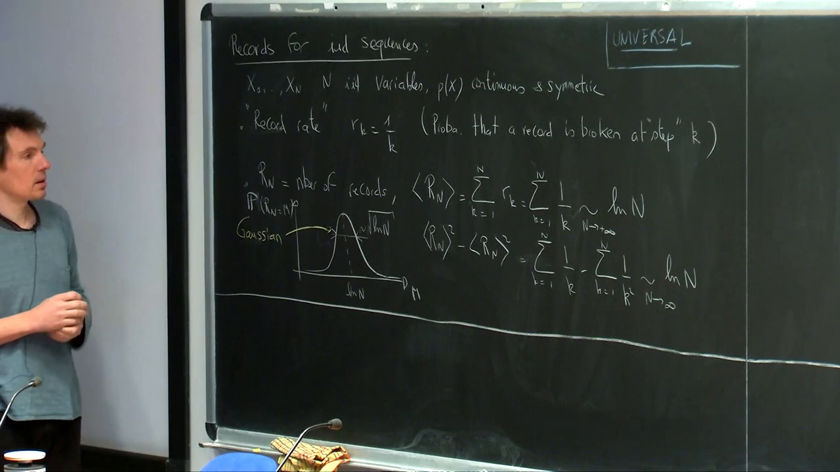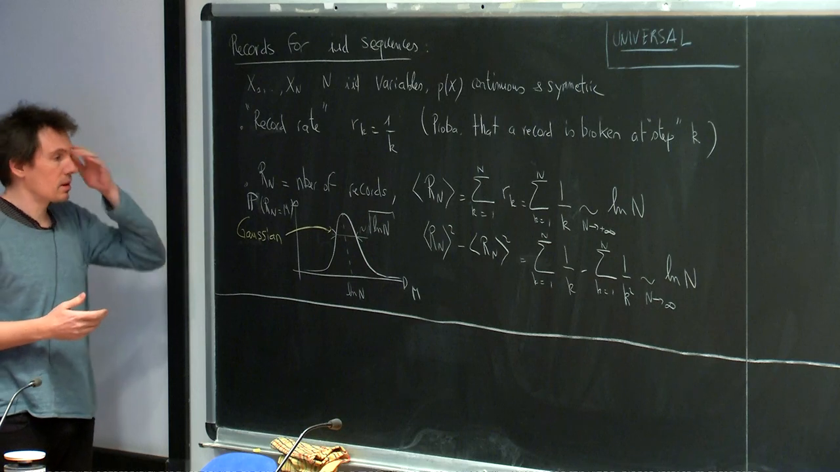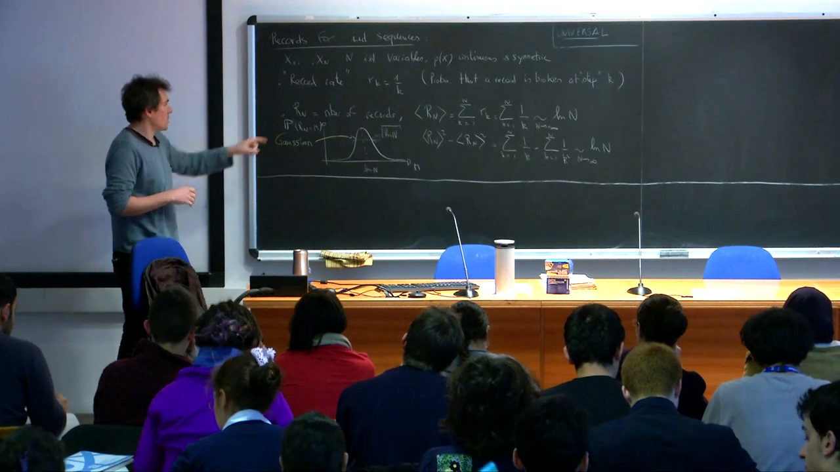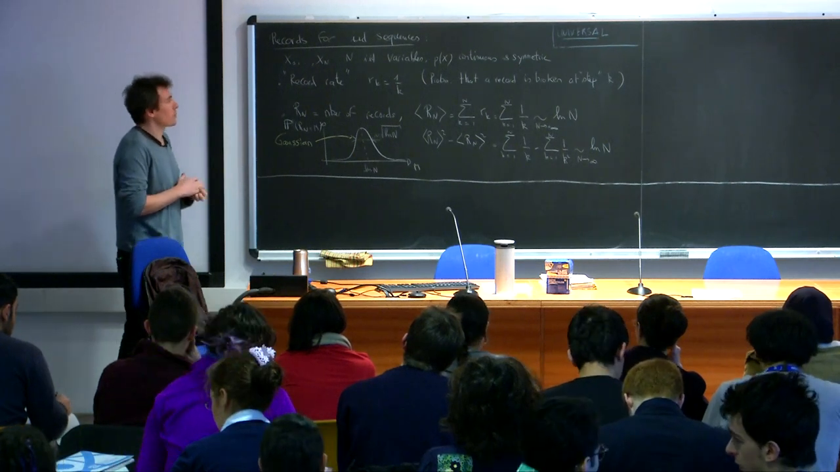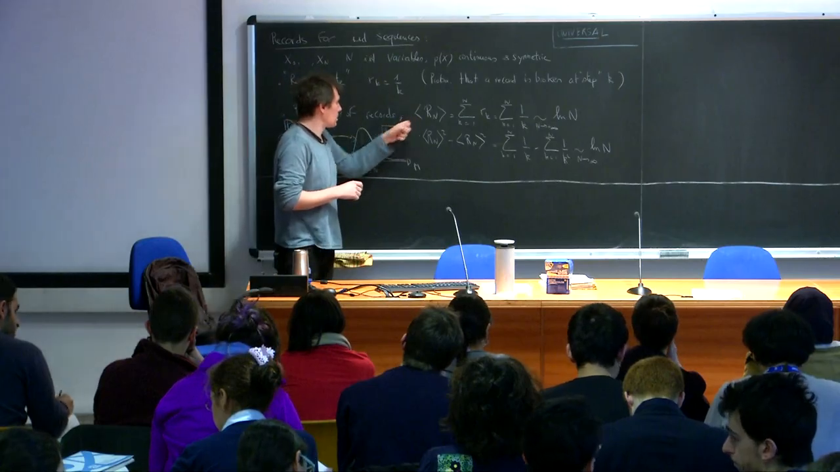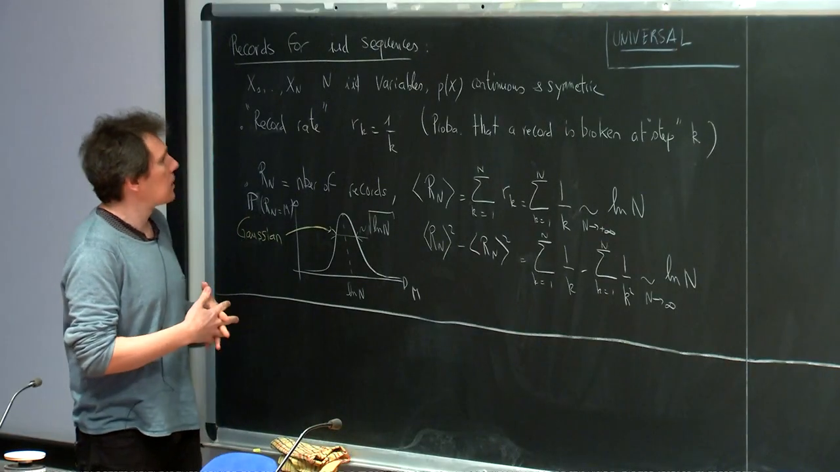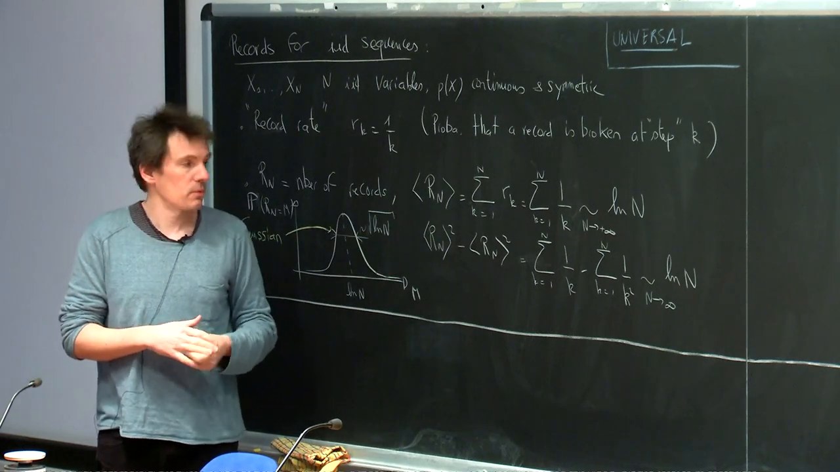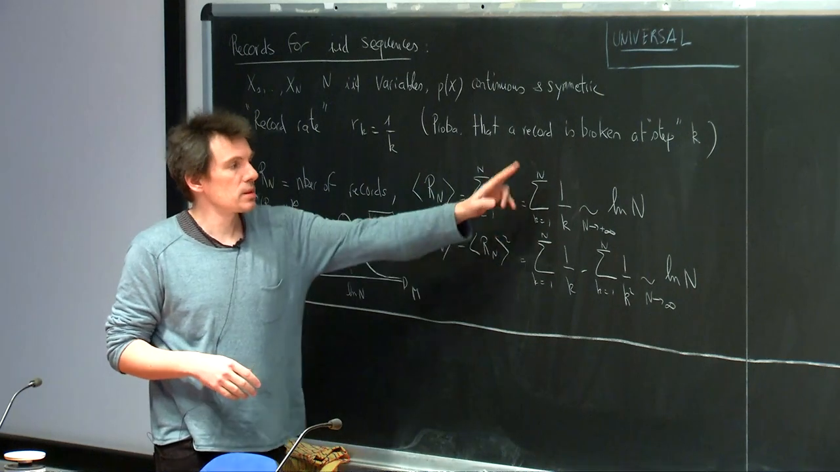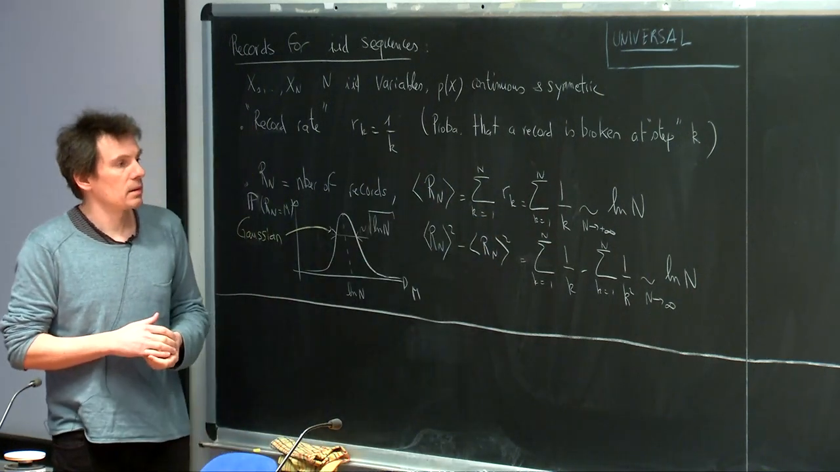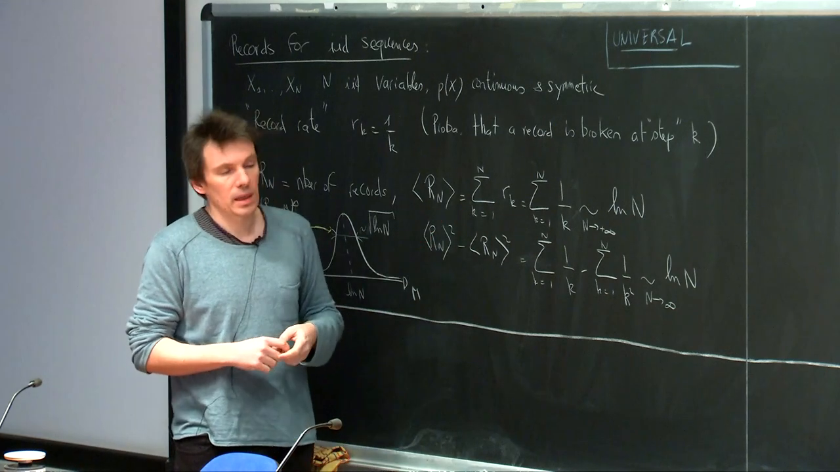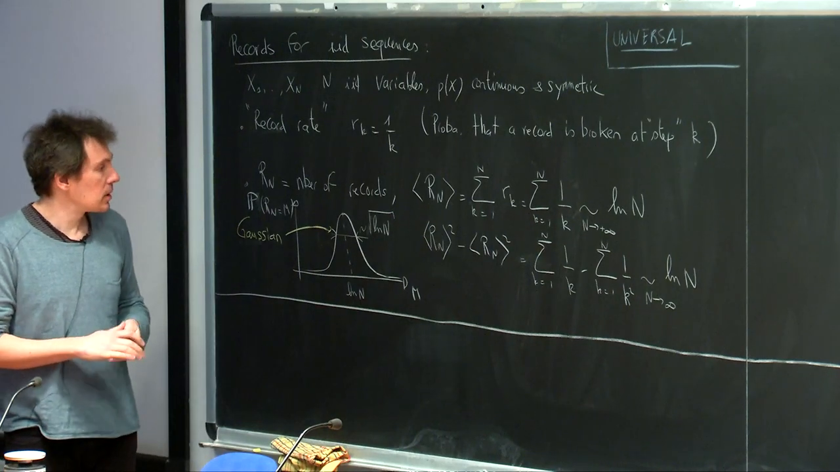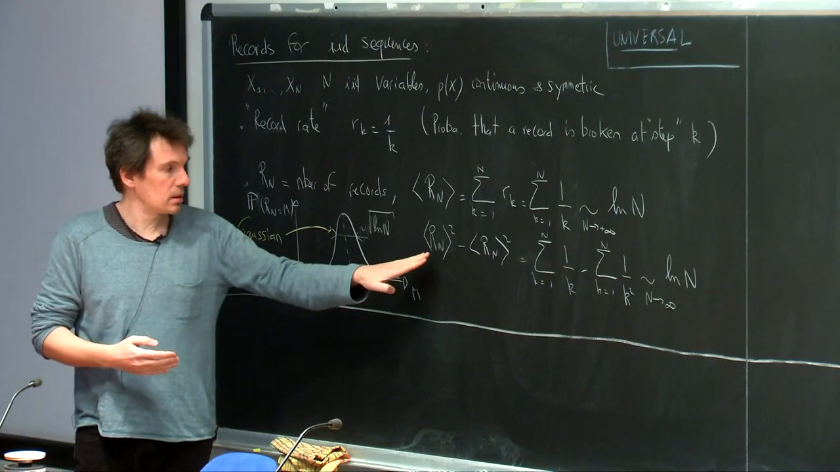And from it, we could obtain the rest of the lecture, which was devoted to the statistics of the number of records, which I denoted by Rn. We first obtained immediately the average number of records as being simply the sum of this record rate from k equal 1 to n. And this is just the harmonic number. And in the large n limit, the sum of 1 over k is well known to behave as log n.